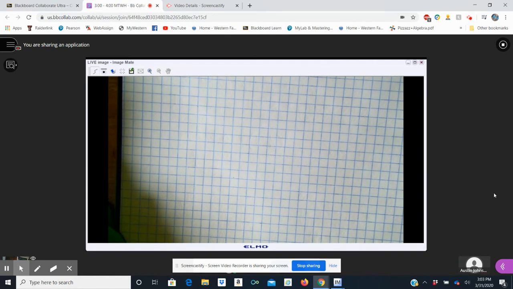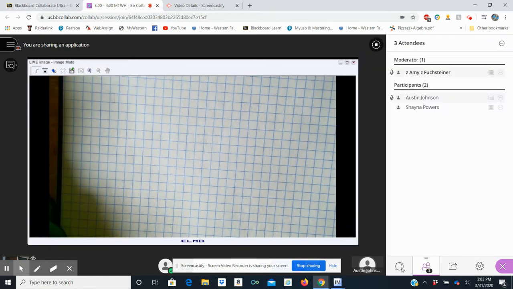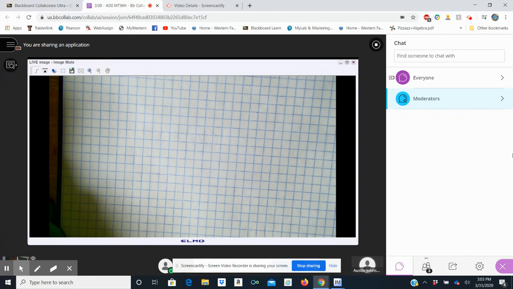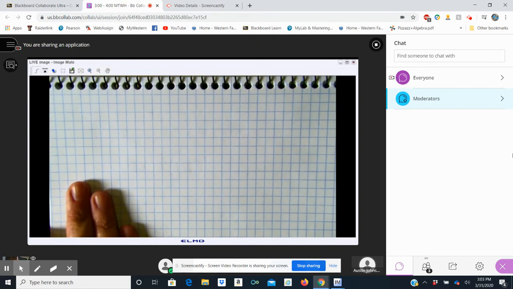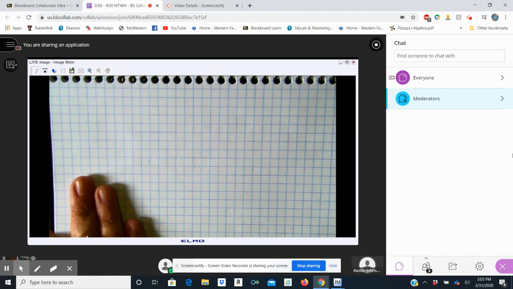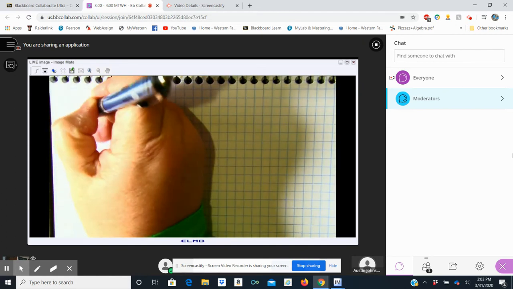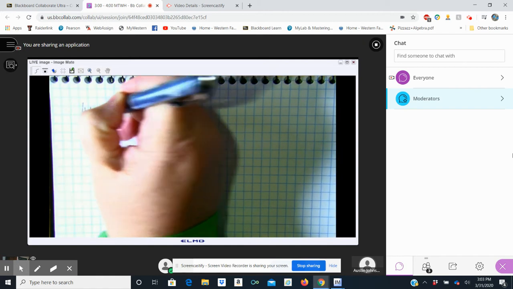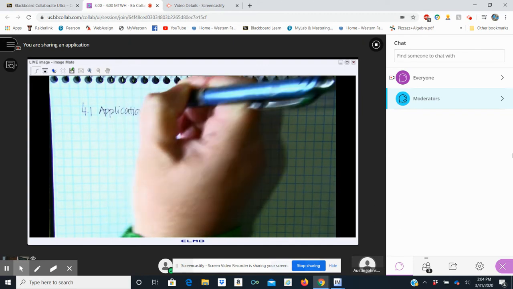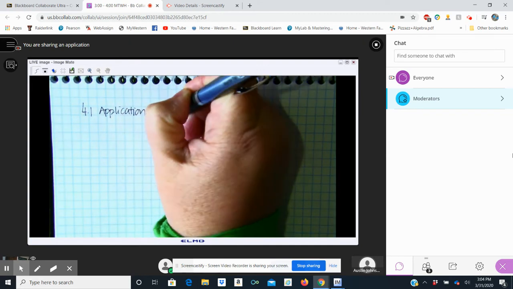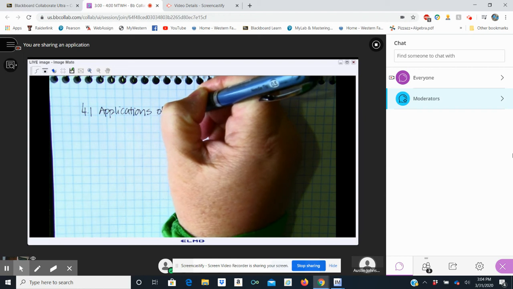All right. Then what I'm going to do here is the applications from 4.1, and then we're going to start in on 4.2. So that is today's plan. We're going to begin with some of the applications of the log of exponential functions.